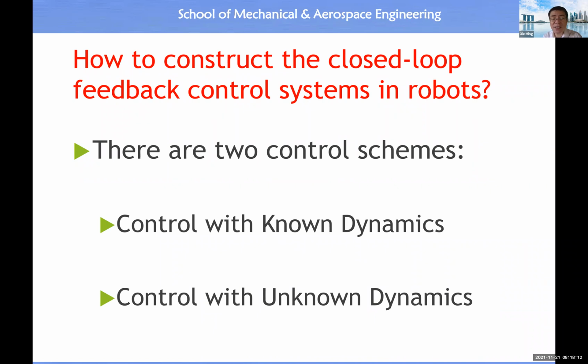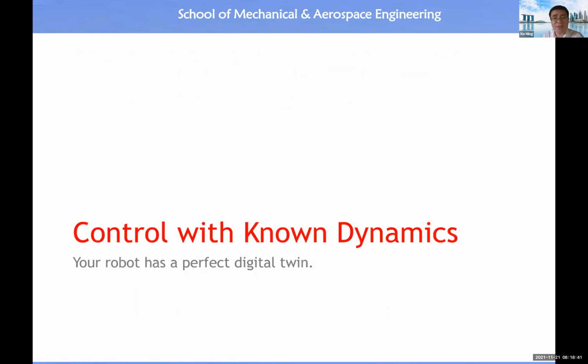And the second case corresponds to the situation in which we just have a rough understanding about the dynamic model of your robot. Then in this case, how to achieve accurate control of your robot? Okay, so we are going to study solutions which correspond to these two situations. Then let's begin with the first scenario, in which you have a perfect digital twin for your physical robot.